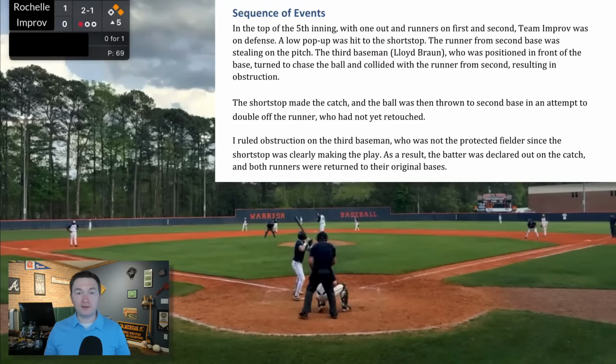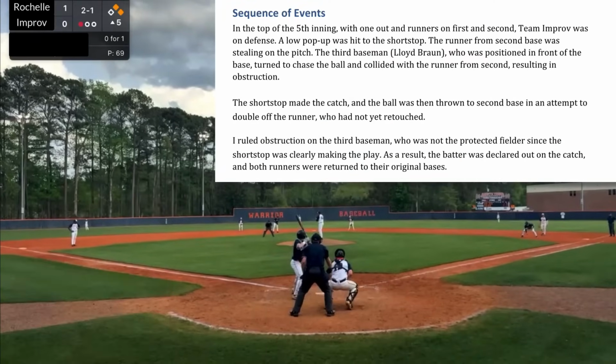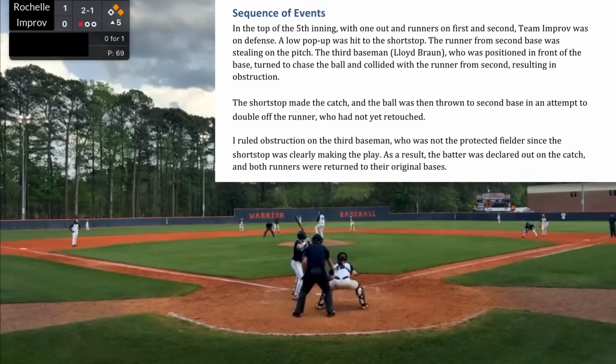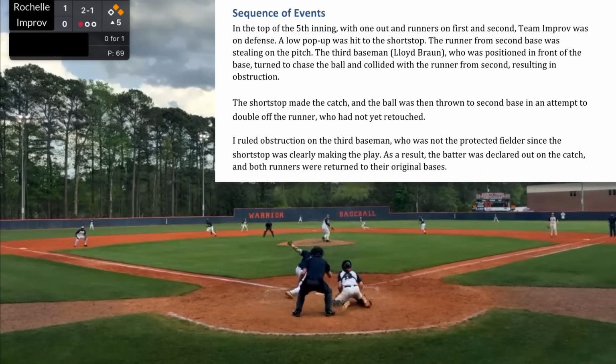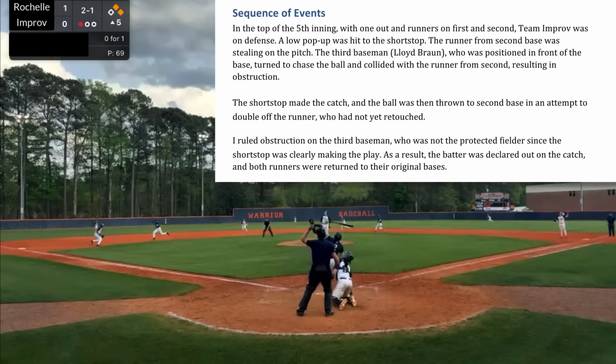So we start by laying the scene for the reader. In the top of the 5th inning, with 1 out and runners on first and second, Team Improv was on defense. A low pop-up was hit to the shortstop. The runner from second base was stealing on the pitch.